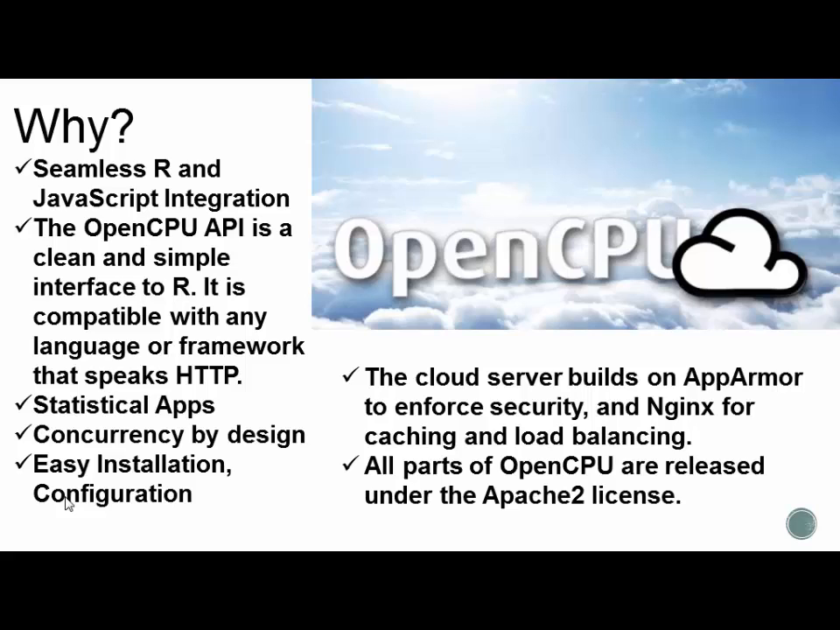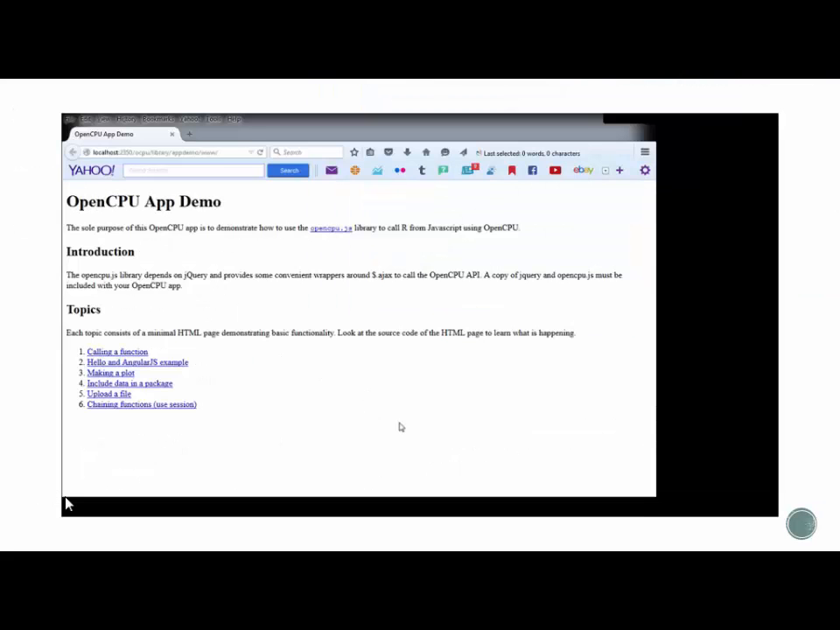Okay. The nice thing I like about OpenCPU is that there's a public cloud version you can use. You can download it yourself. It's very simple to use. It handles continuous integration. It's got a really nice security model. So it's a pretty robust server.